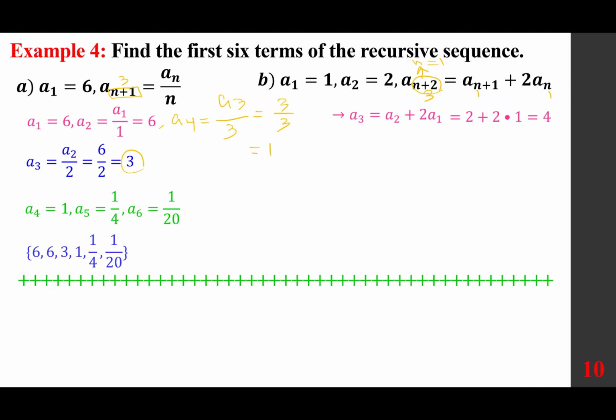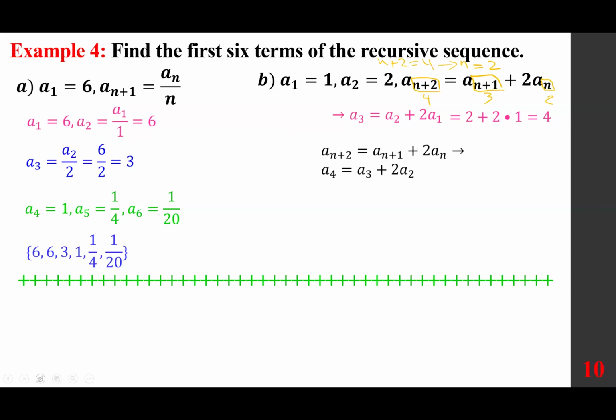The formula should be, let me just erase this. So now you want this one to be 4. If n plus 2 is 4, n plus 1 is 1 less than that, 3, and this is 1 less than that, 2. Or you can say if n plus 2 is 4, that means n must be 2, and do the math. So a sub 4 is a sub 3 plus 2 a sub 2. A sub 3, we know it to be 4, plus 2 times 2, they add up to 8.